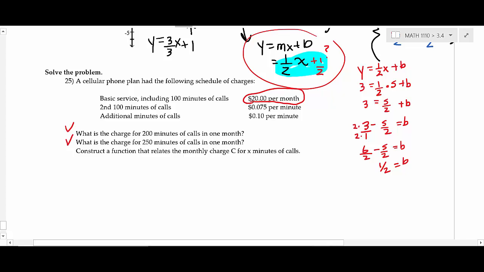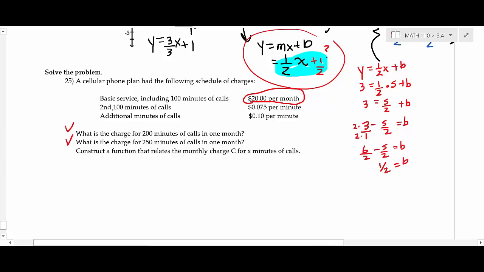If I don't call at all, how much does it cost? $20. If I talk 50 minutes, how much does it cost? $20, right? If I talk 100 minutes, how much does it cost? $20. That's a flat fee, right? That's what that is. So basically the answer to this first problem, we need to think about that.